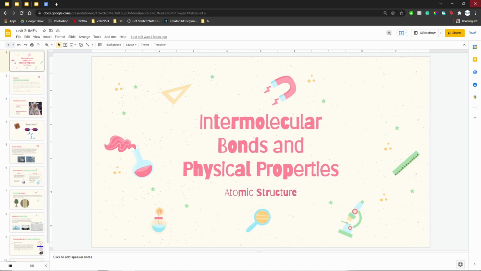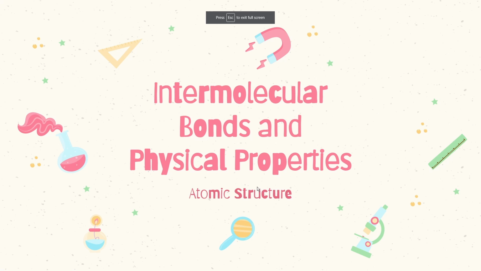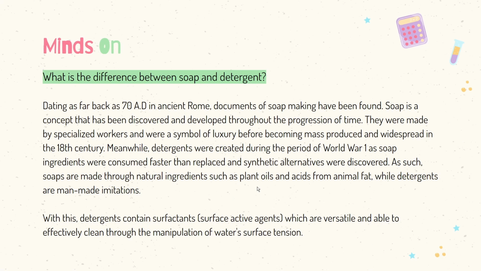And so again, we're doing intermolecular bonds, which is the physical properties of it, and this is part of the atomic structure unit. And so before we begin, minds on, you know the drill. What is the difference between the soap and detergent? And so this isn't much of a question as much as something interesting for you to know.